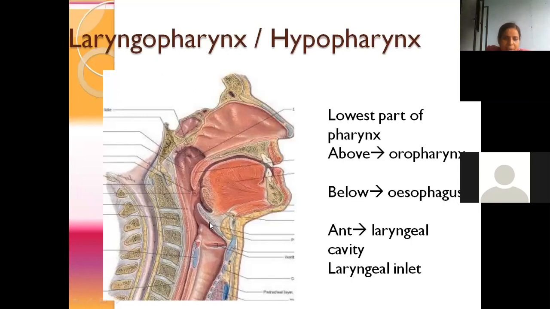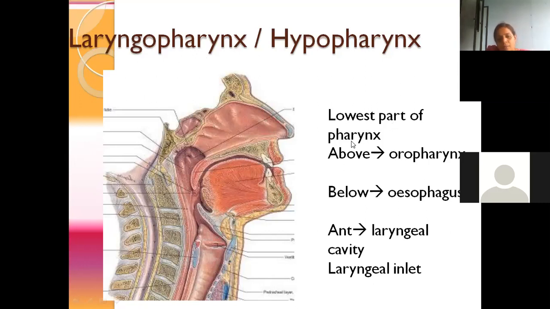Now, the last part of pharynx we are finding here is the laryngopharynx. Let us appreciate the cartilages again. I told you this is thyroid cartilage. Below we have cricoid cartilage. Cricoid cartilage is narrow in front and broad behind. This is arch and this is lamina. And this is epiglottis. Whatever space you are finding here, you call it laryngopharynx.